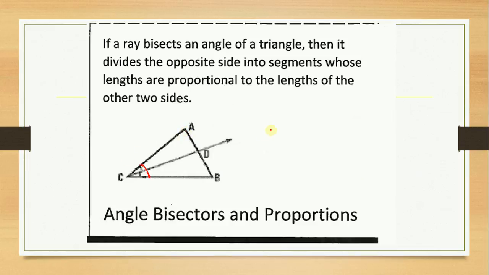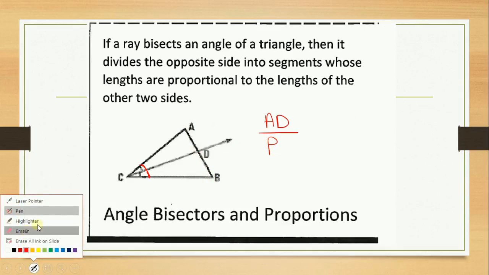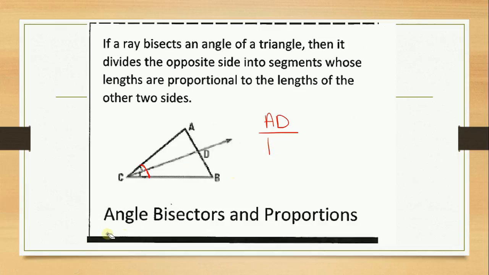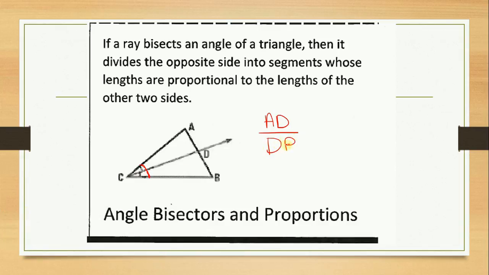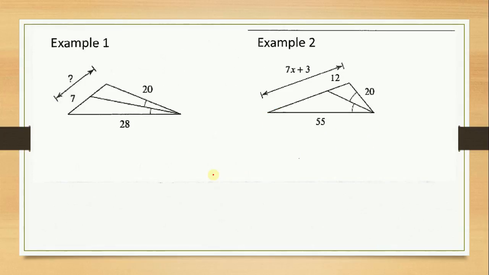What that tells me is that AD over DB, whoop, that should have been a D, not a B. DB is going to be equal to AC over BC. So this side, and then these two pieces. Let's apply that and see if we can figure this out.